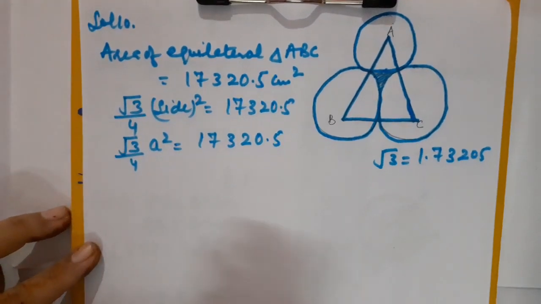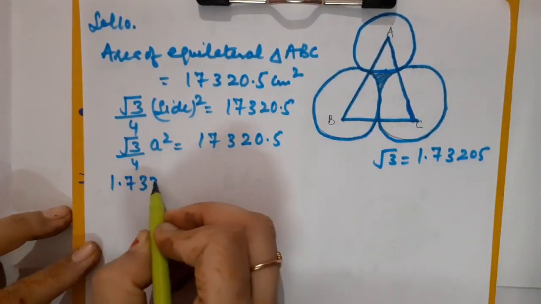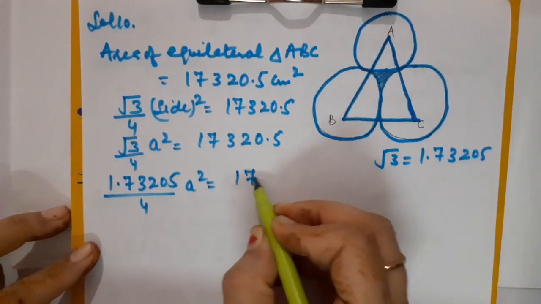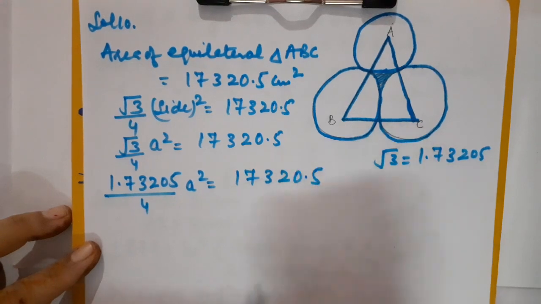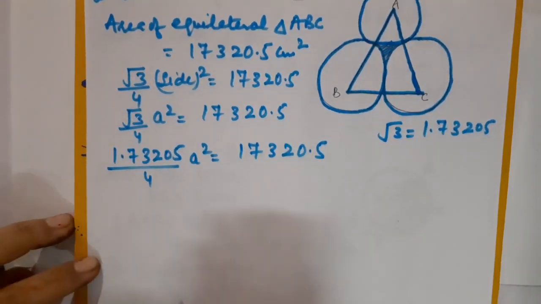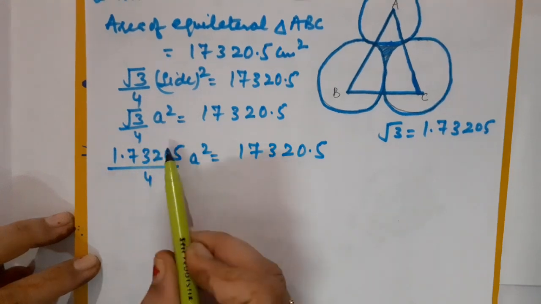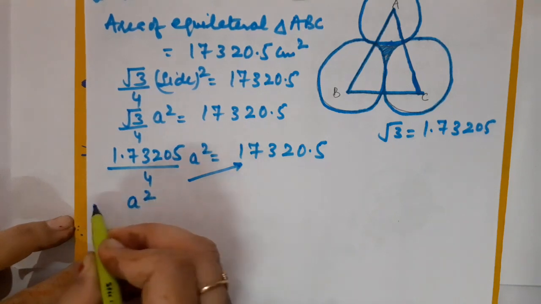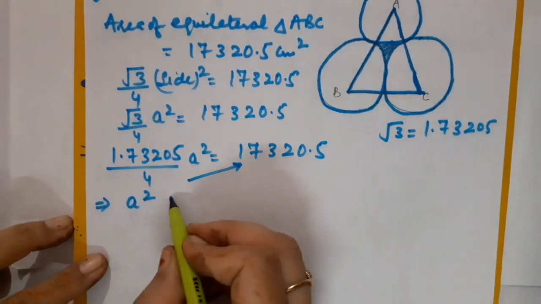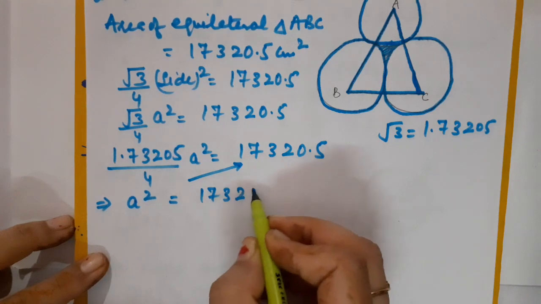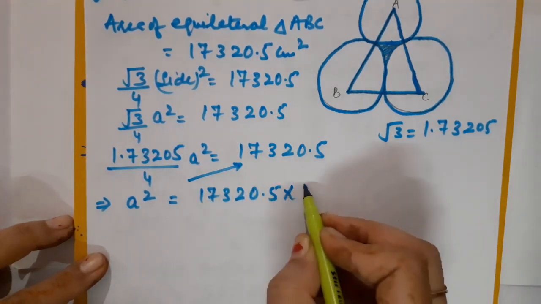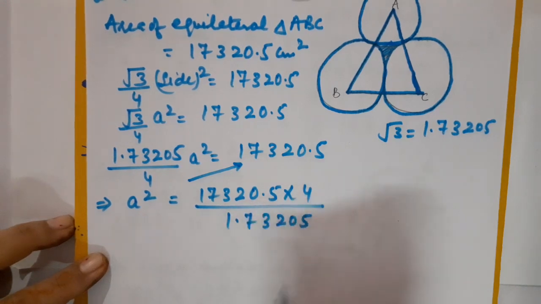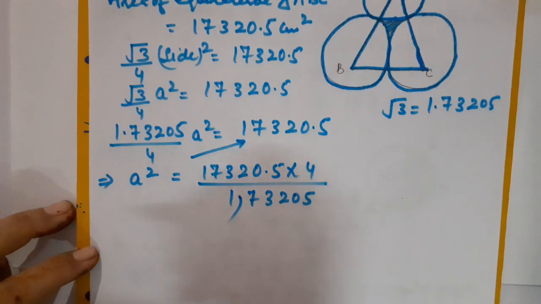So I am going to put this value over here. So let us put this value: 1.73205 upon 4 A square is equal to 17,320.5. Correct? Now this complete fractional number is multiplying with A square. So when I take it to the other side, it must be divided. So I have got A square is equal to 17,320.5 into 4 upon 1.73205.